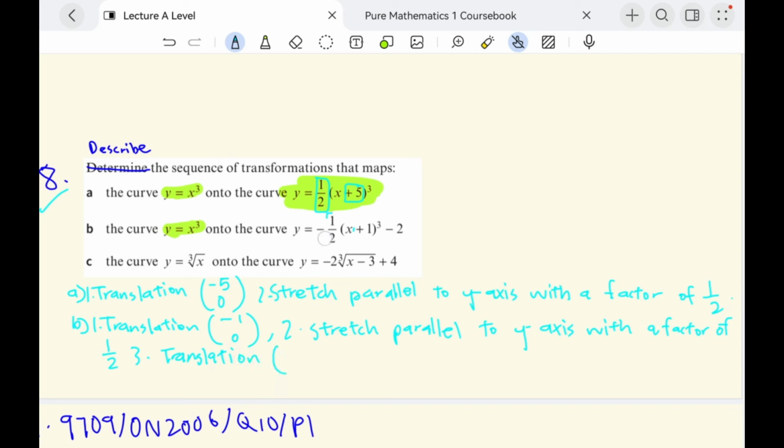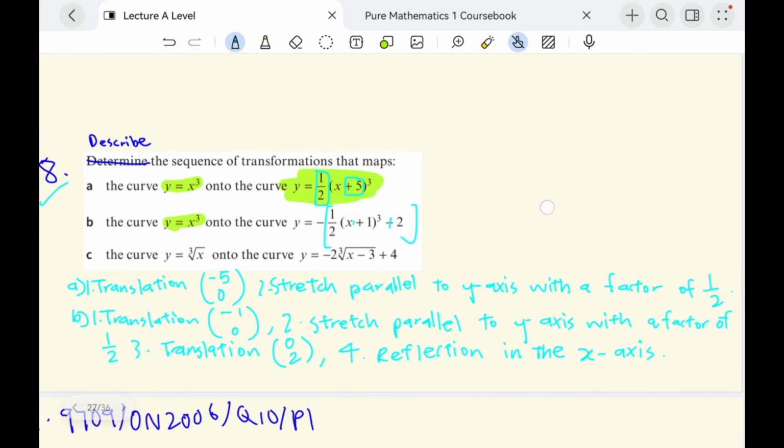Okay, because you have negative, so if you factorize it, you have positive. So translation of 0 2. And finally, fourth part, you undergo the reflection in the x-axis, because you undergo the reflection of this entire function. Okay, you negate the whole function and then you expand inside like this.